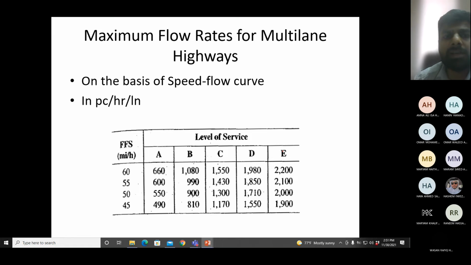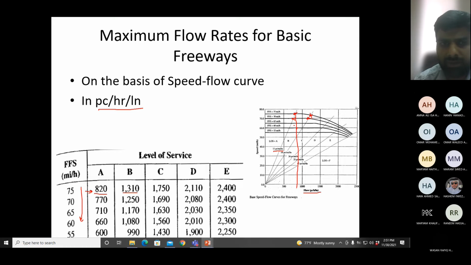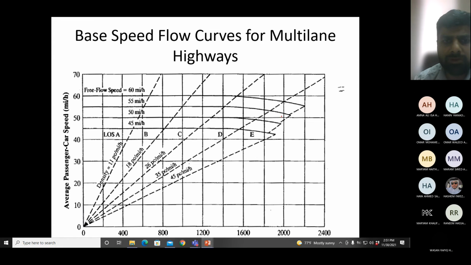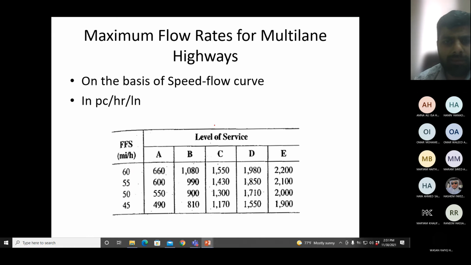No problem. And this is for multi-lane highways. In the first case, I use the curves for freeways, and for the second case, I use the curves for multi-lane highways. Again, the units are passenger cars per hour per lane. The important point, which I will reiterate, is that the table for service flow rates and the graphs which I showed you can only be used if the free flow speed matches exactly the one which is given. So if it is exactly 60 and you have a multi-lane highway, then you can use this table and the graph for multi-lane highway. Otherwise, draw your own curve.